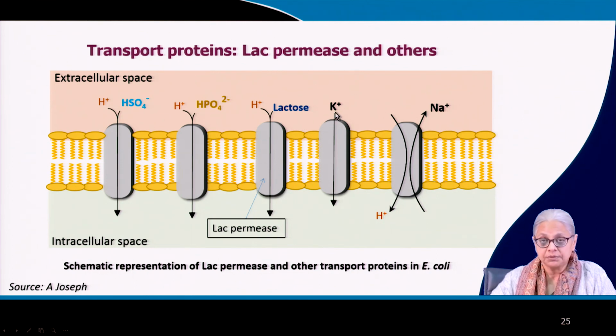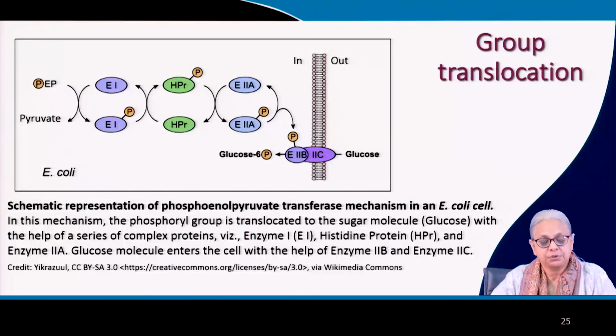The uniporter is a protein that is pumping potassium into the cell, and the antiporter is sodium that is being pumped out of the cell while the protons are being brought into the cell. So again, there's dissipation of the proton motive force along with the pumping out of sodium. So then we have group translocation.